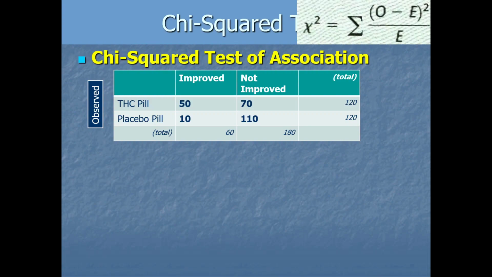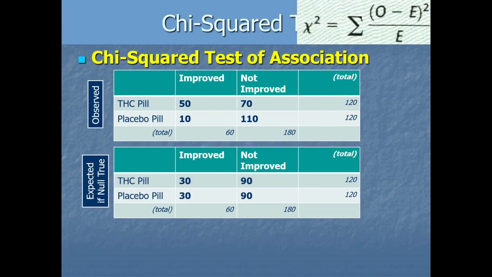And in this case, we had a total of 60 people improve, so we just have to imagine how 60 people would be improved if the null is true and the pills don't actually differ. So in that case, it would look like this. 60 total people improve, but no difference between the groups. That's what we would expect if the null was true.